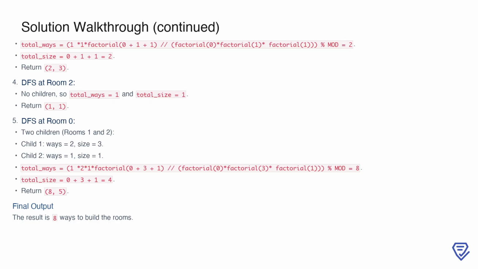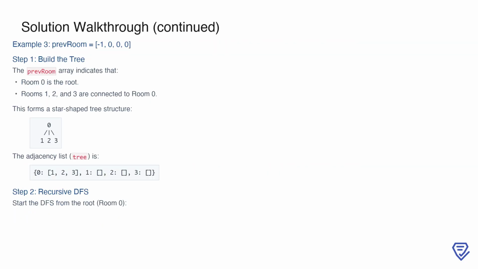Returning to room 0, we now combine the results from its two children: room 1, which has total_ways equals 2 and total_size equals 3, and room 2, which has total_ways equals 1 and total_size equals 1. At room 0, we compute the final values by considering its two children, rooms 1 and 2. Using the formula, total_ways is calculated as 2 * 1 * factorial(4) / (factorial(3) * factorial(1)), which equals 8. The total_size becomes 5, including room 0 and all its descendants. This means there are 8 valid ways to build the rooms for this tree structure.